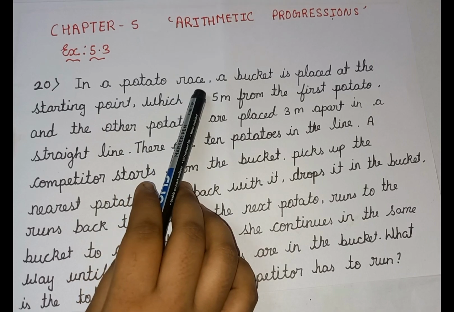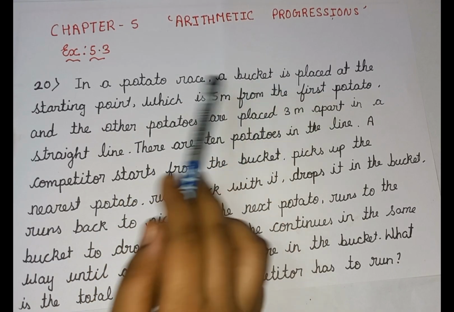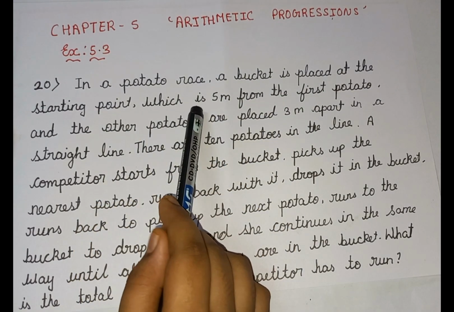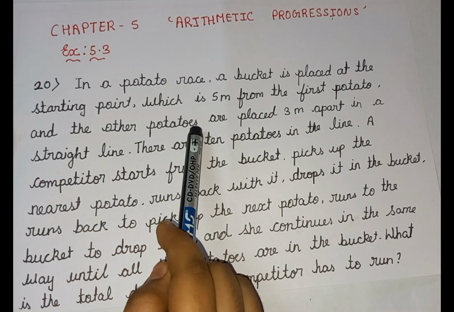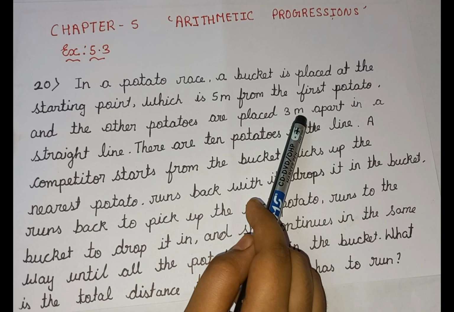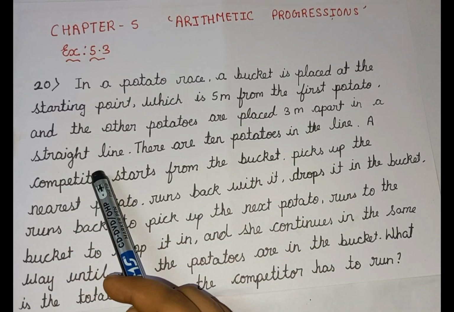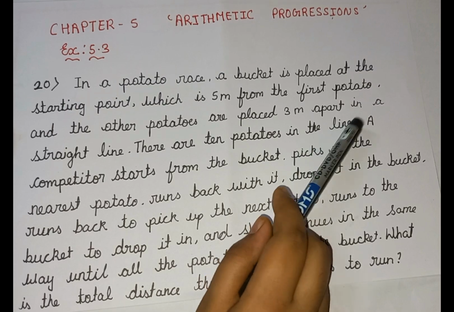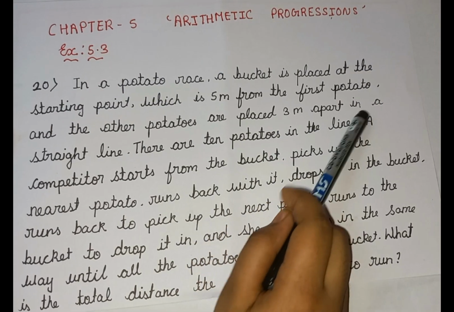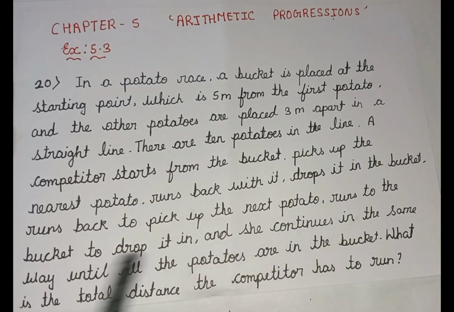In a potato race, a bucket is placed at the starting point, which is 5 meters from the first potato, and the other potatoes are placed 3 meters apart in a straight line. There are 10 potatoes in the line. So till here let us understand. Okay, why? Because we should understand the diagram, right?